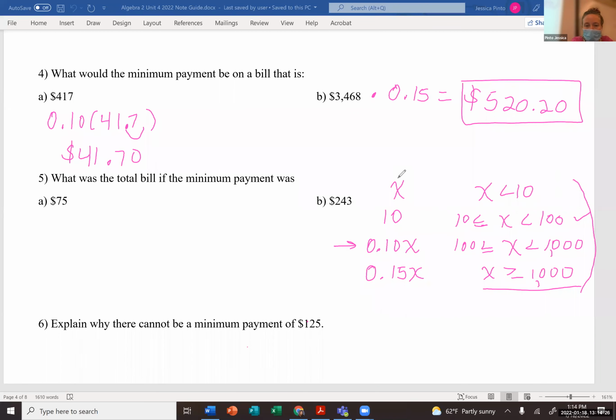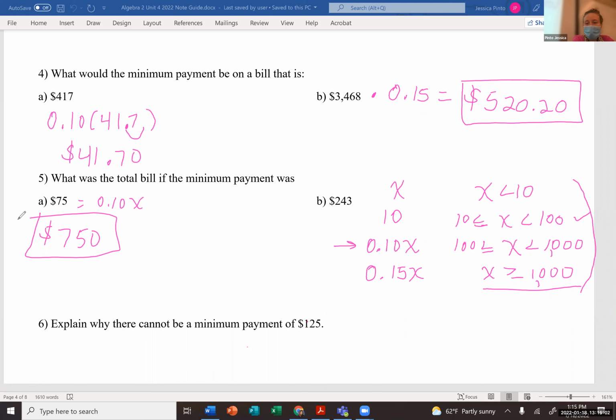So looking at that, I'm going to say 75 is equal to 0.10x. So when I divide by 0.10, that's actually just going to times it by 10. So moving the decimal 1 place over, that's going to be 750. Checking that 750 is between 100 and 1,000. Yes, it is. So 750. Are we good there?